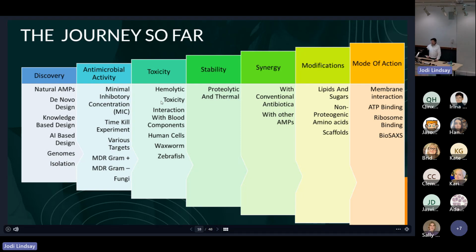We looked at their efficacy, how fast they kill, and we had various targets. Really important is toxicity. So we did hemolytic, then we looked at different interaction with blood cells, because obviously you need to inject them. They are not overly available without any tricks, at least. We looked at human cells, waxworm, zebrafish. Stability: peptides, as proteins, will be cleaved by proteases. So you need to put some effort into making them more stable, which actually was quite straightforward, I have to admit. That was fast.